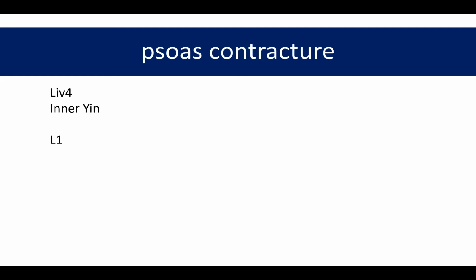The psoas, if the psoas contracture, okay, liver 4. Remember, liver 4 and stomach 30 resonate. They have the same character in the name. Liver 4 releases the psoas. Inner yin and L1 on the back, lumbar vertebrae 1, can release the psoas because it releases the inguinal. Okay?